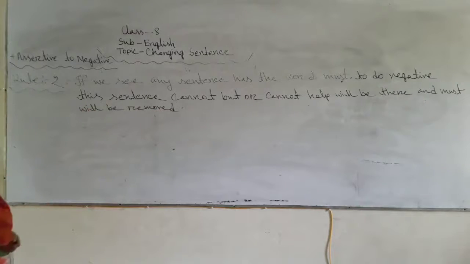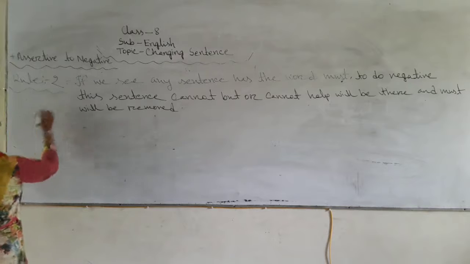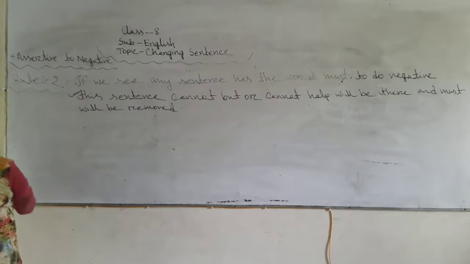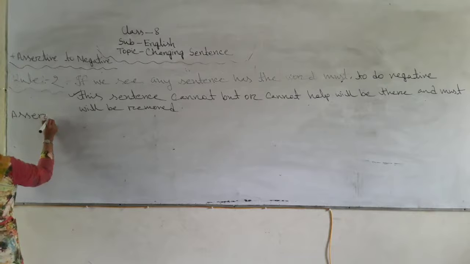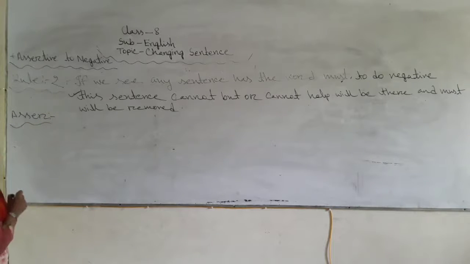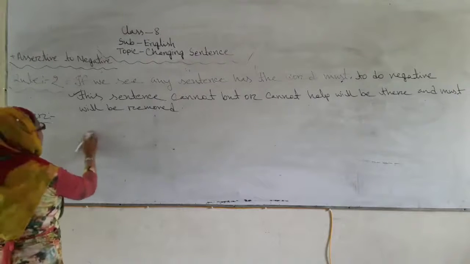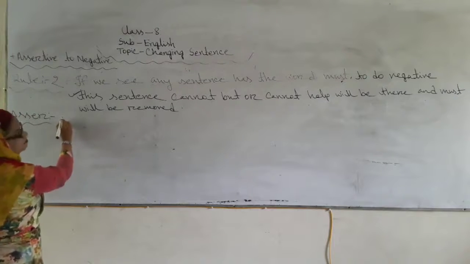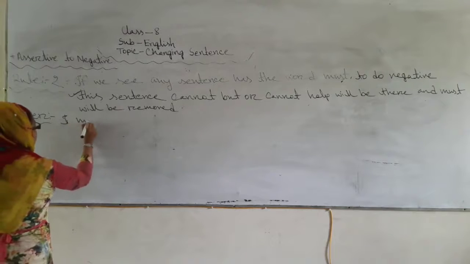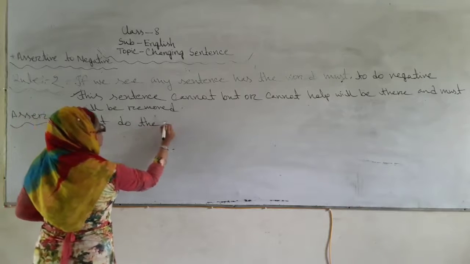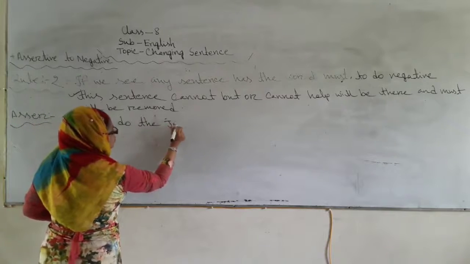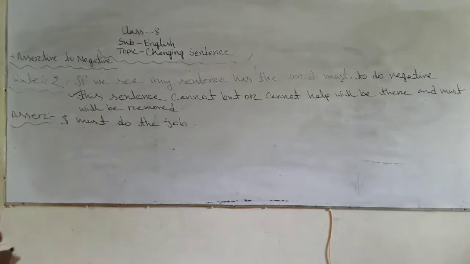Okay, try to understand these rules. I am giving its examples by these rules. Follow it carefully. Okay. I am writing an assertive sentence. Try to understand by these rules. Assertive: I must do the job.